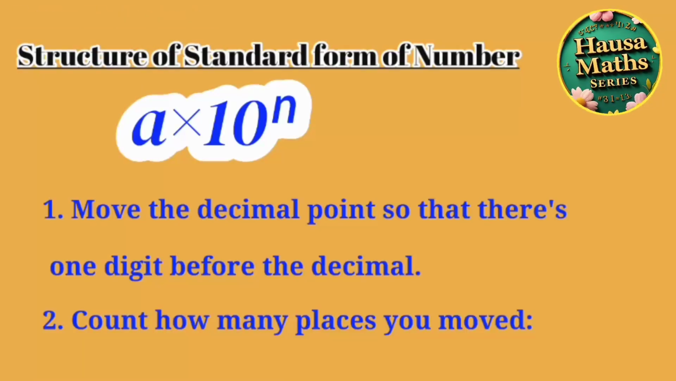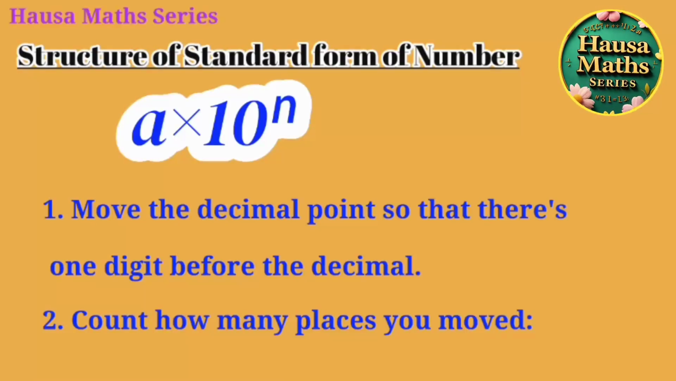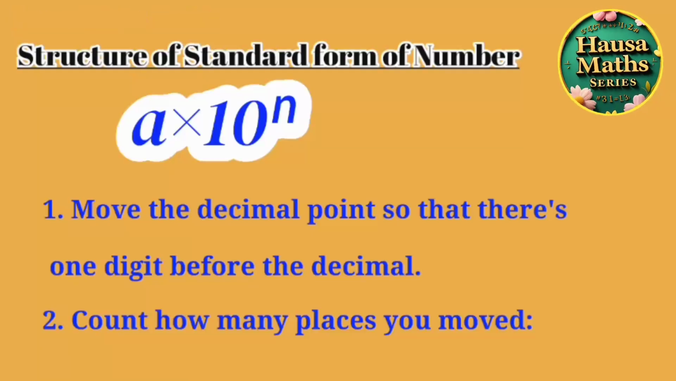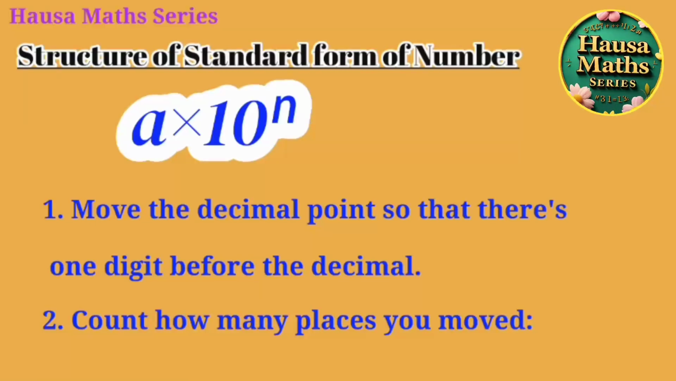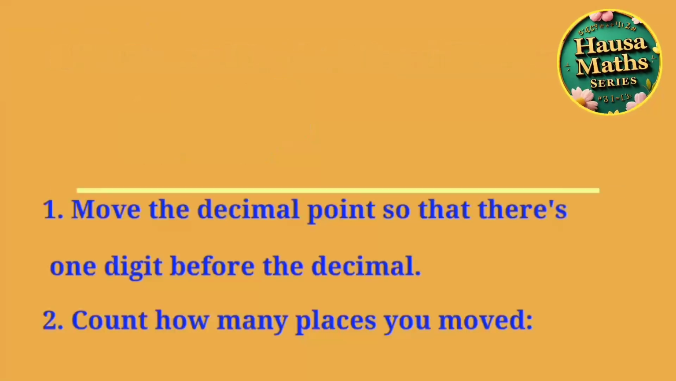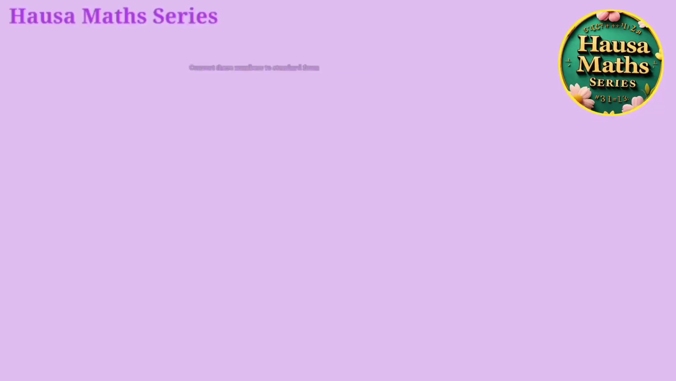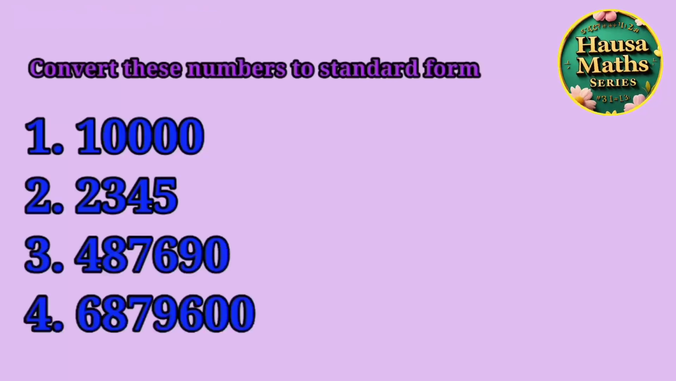Number one, move the decimal point so that there is at least one digit before the decimal point. You just count only one number and put the decimal point. Then the remaining numbers ahead, you are going to count them. How many numbers you count is the power of that 10. Now we're taking converting numbers. We are going to convert numbers to standard form.